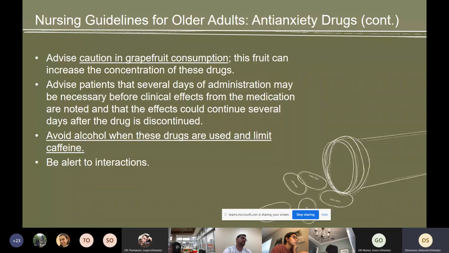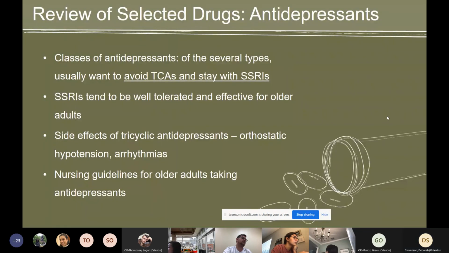So another group of drugs are the antidepressants. There are different types of antidepressants. The tricyclic antidepressants should be avoided at all times with these patients. Stay with the SSRIs. They're pretty well tolerated, and they work pretty well for our older adults. As you can see, the tricyclic antidepressants can cause arrhythmias in our patients. They could cause orthostatic hypotension.